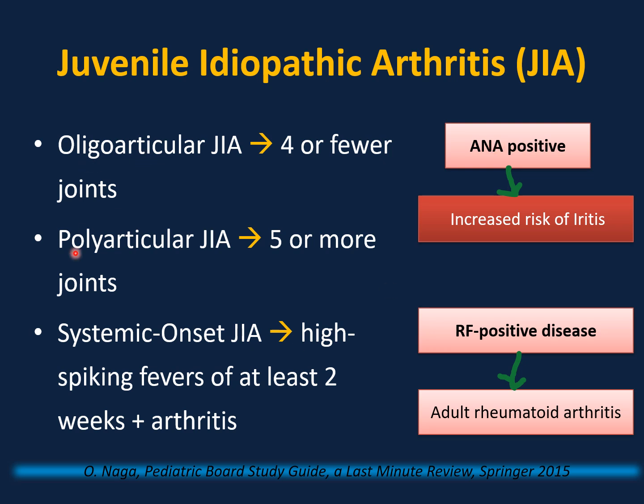If oligoarticular or polyarticular associated with positive ANA, this will increase the risk of iritis, uveitis, or iridocyclitis. So these patients, they need a close follow-up with ophthalmologist and slit lamp examination. Very common that juvenile idiopathic arthritis, they have negative RF. So RF is not helpful in the diagnosis of JIA. If it's positive, this just will give you a hint that there is a risk for this patient to continue to have rheumatoid arthritis during adulthood.